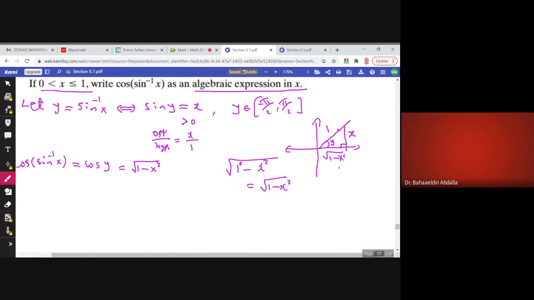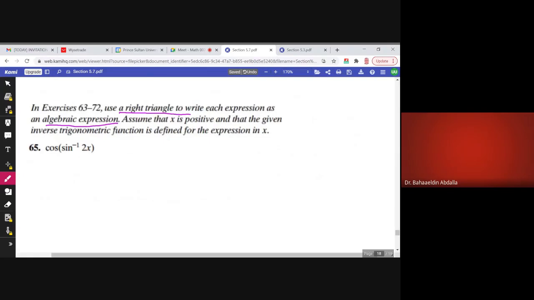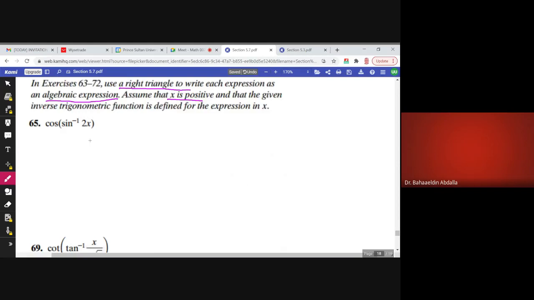Let us do this one. Use a right triangle to write each expression as an algebraic expression. This is called an algebraic expression in x. This is what he means when he says algebraic expression. Assume that x is positive and that the given inverse trigonometric function is defined for the expression in x.